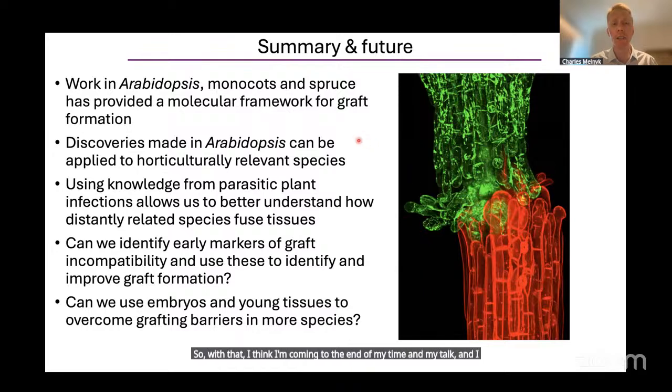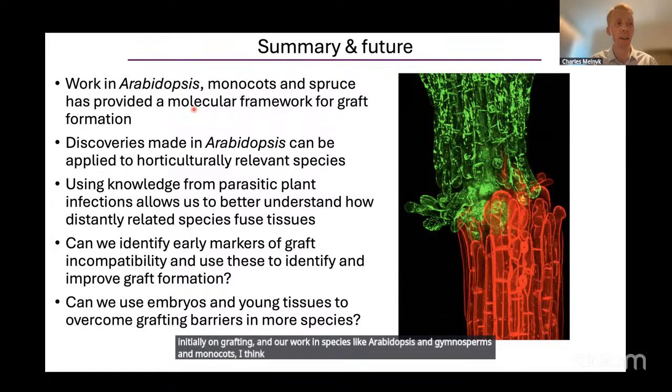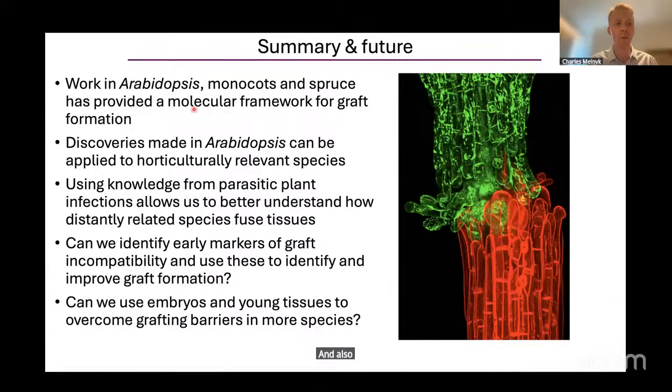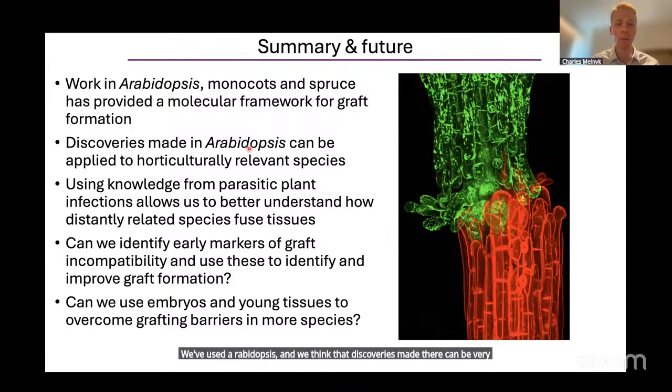I would just like to say that my group has really tried to pioneer the study of these plant-plant interactions, focusing a lot initially on grafting. Our work in species like Arabidopsis, gymnosperms, and monocots has provided a nice framework for how plants successfully graft and also broadened the range of species that we can graft. We've used Arabidopsis, and we think the discoveries made there can be very much applicable to other species.